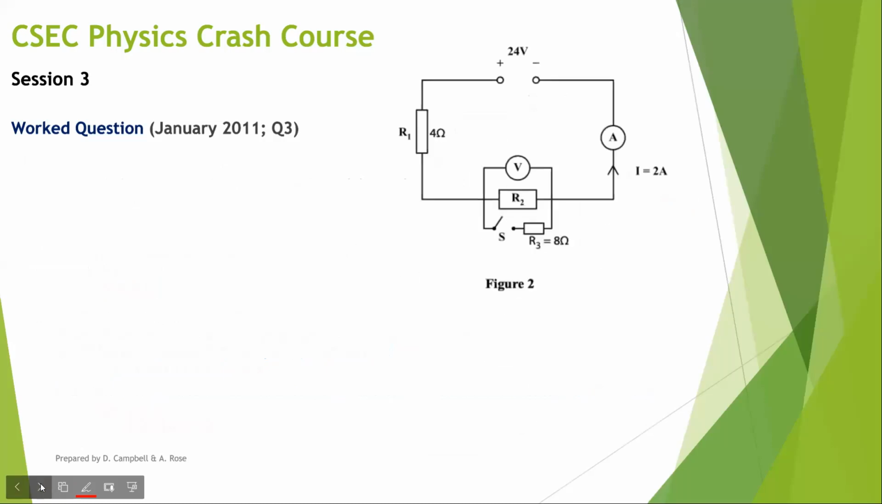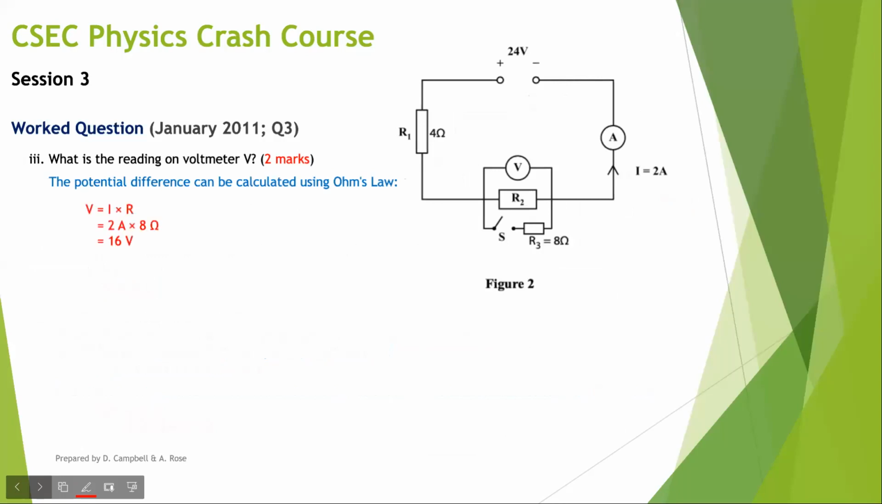We are now required to work out the reading on the voltmeter. Now, in a series circuit, the voltage is shared among the components. So of the 24 volts, R1 is going to get some and R2 will get some. Based on the resistance of R2, we can use the resistance and the current to calculate the voltage.